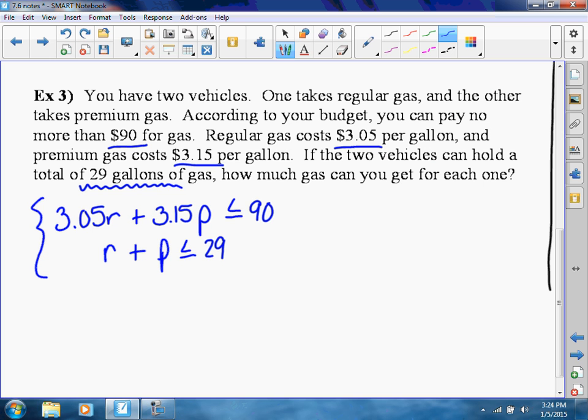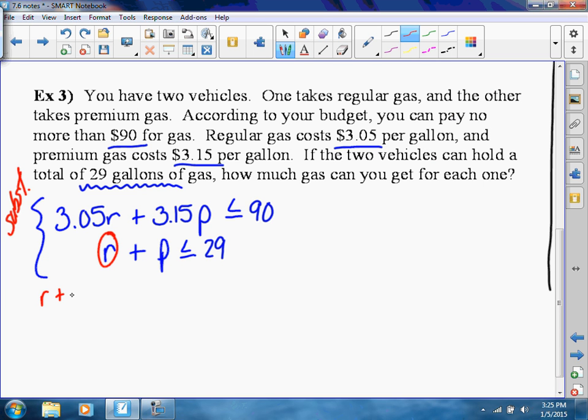So now, if I'm solving this, I could do elimination. I could multiply everything in the bottom by a negative 3.05 or a negative 3.15. But then you're going to have some crazy decimals. So I'm going to do substitution on this one. I'm still going to get some crazy decimals, but I'm not going to have to do as much multiplying with them, I don't think. Okay? And I'm just going to solve this equation for r.